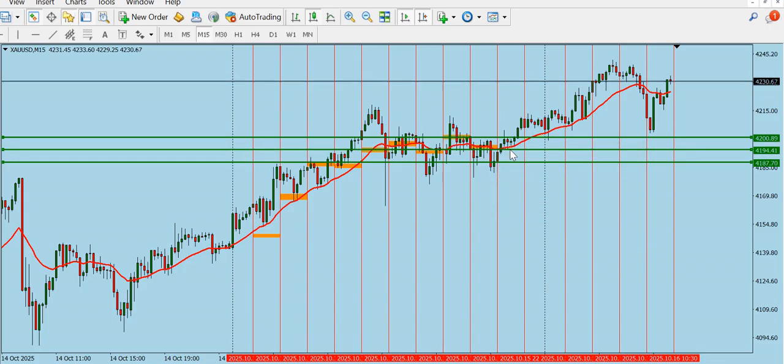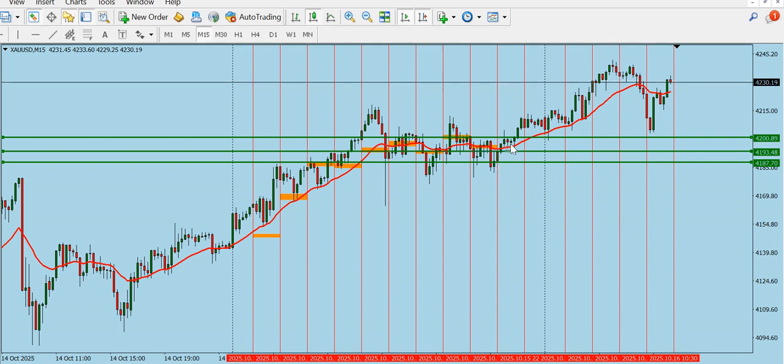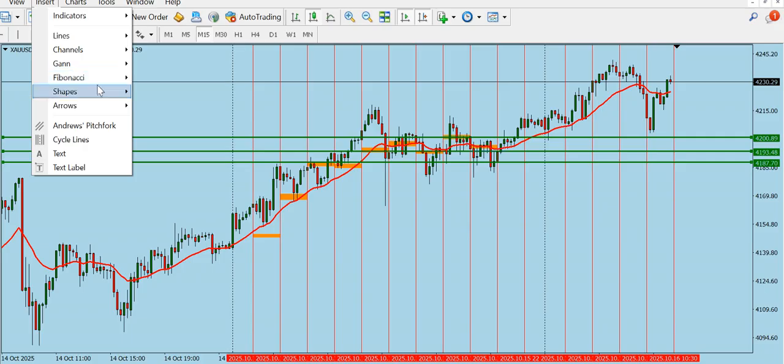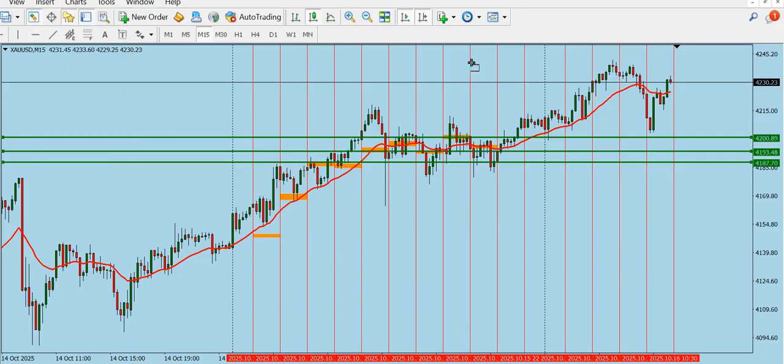Then I'll divide into two. I'll divide this box into two. Since it's a drop from this point down to this point, I'll have resistance. So let me plot the resistance shape on this chart somewhere here.